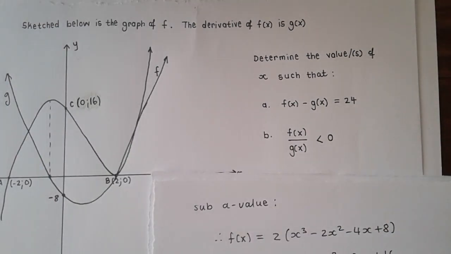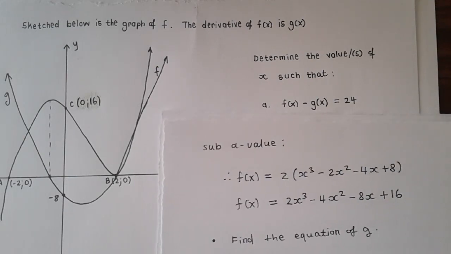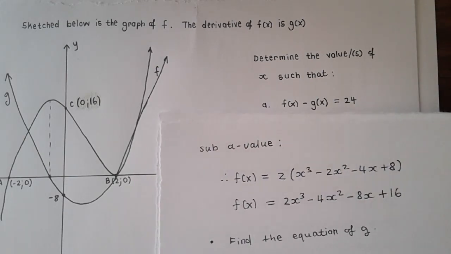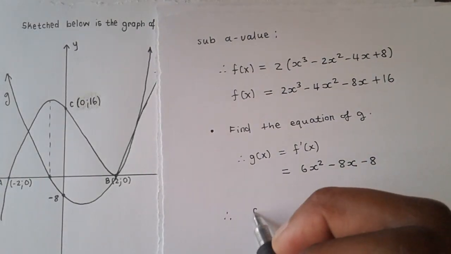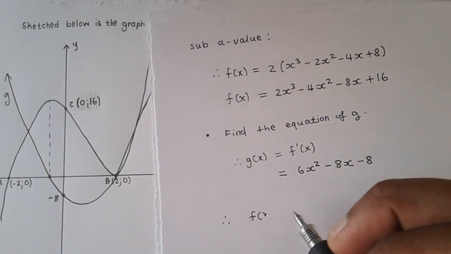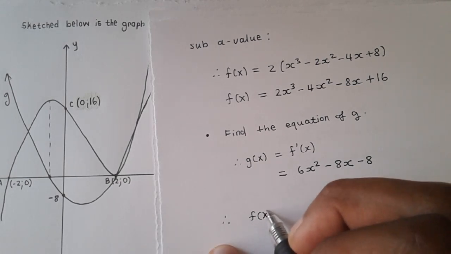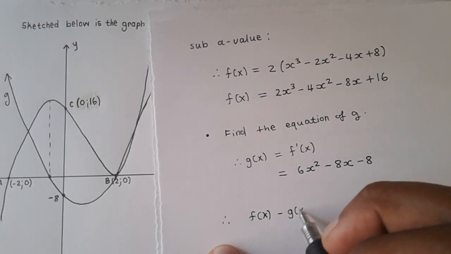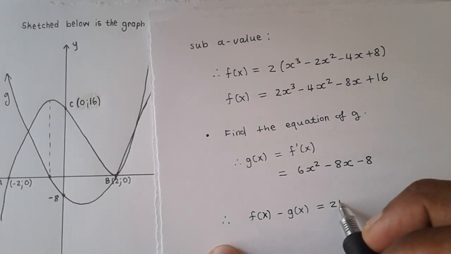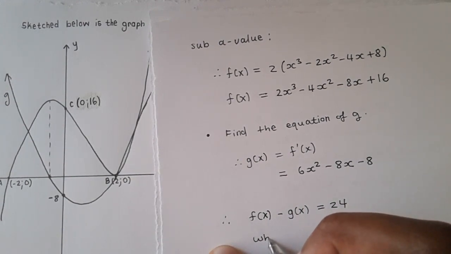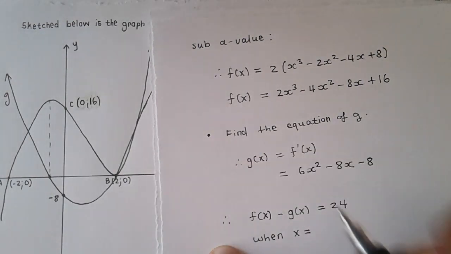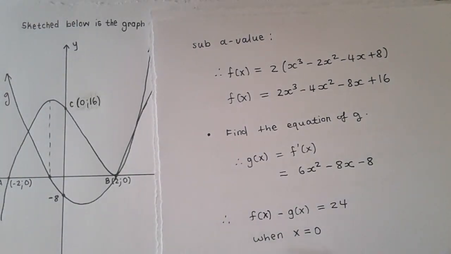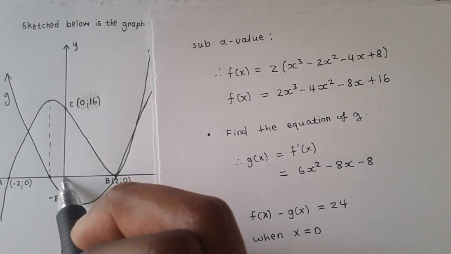Okay, so to write down the answer, we're going to write here, therefore, f of x minus g of x is equal to 24 when x is equal to 0. Remember that the x value there is 0.